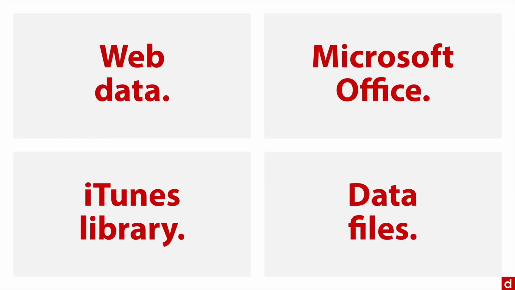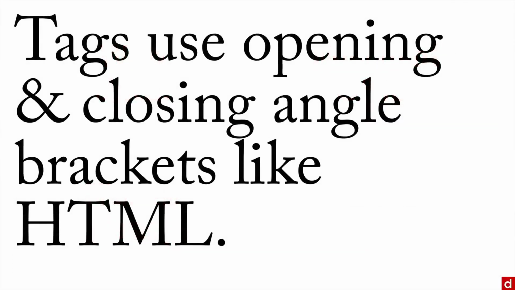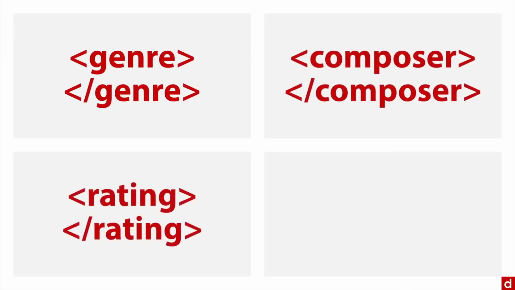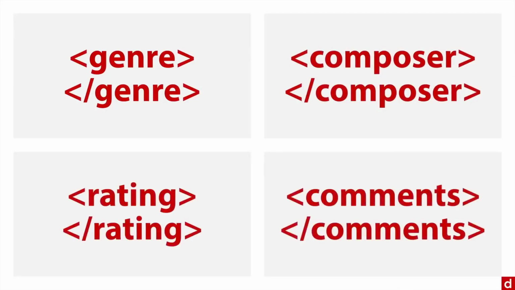And for XML, tags use opening and closing angle brackets just like HTML did. Again, the major difference is that you're free to define the tags however you want. So for instance, thinking about iTunes, you can define a tag that's genre, and you have the angle brackets and genre to begin that information, and then you have the angle brackets with the backslash to let it know you're done with that piece of information. Or you can do it for composer, or you can do it for rating, or you can do it for comments, and you can create any tags you want, and you put the information in between those two things.